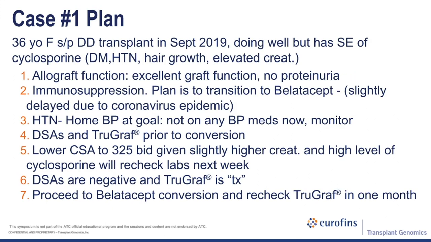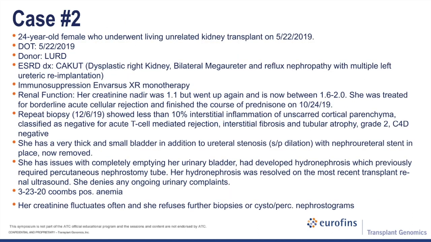So our plan was to switch her to belatacept, and instead of the protocol biopsy, we did a TruGraf since she was very reluctant to come into the hospital and be exposed to other patients or staff that might have COVID. I've noticed that a lot of our transplant patients are very, very scared about getting COVID. TruGraf showed graft excellence, and so we proceeded to converting her to belatacept. She also had negative DSAs, and we were comfortable proceeding with the belatacept conversion, and we plan to recheck the TruGraf in 1 month.